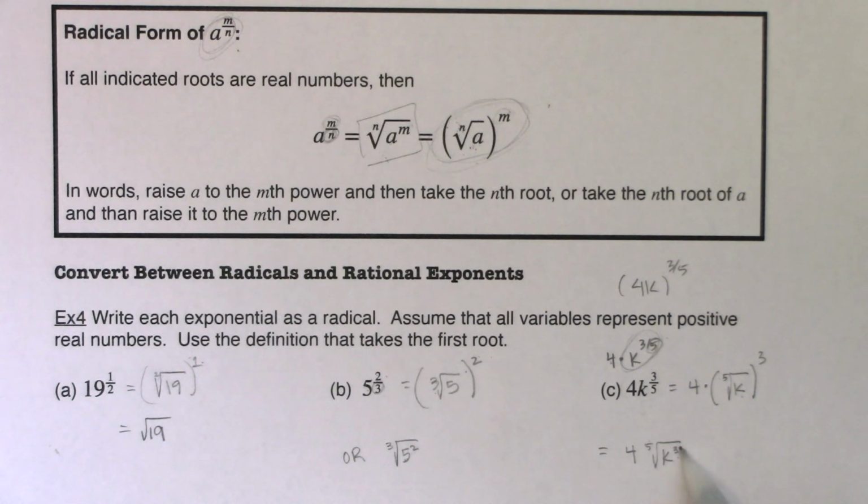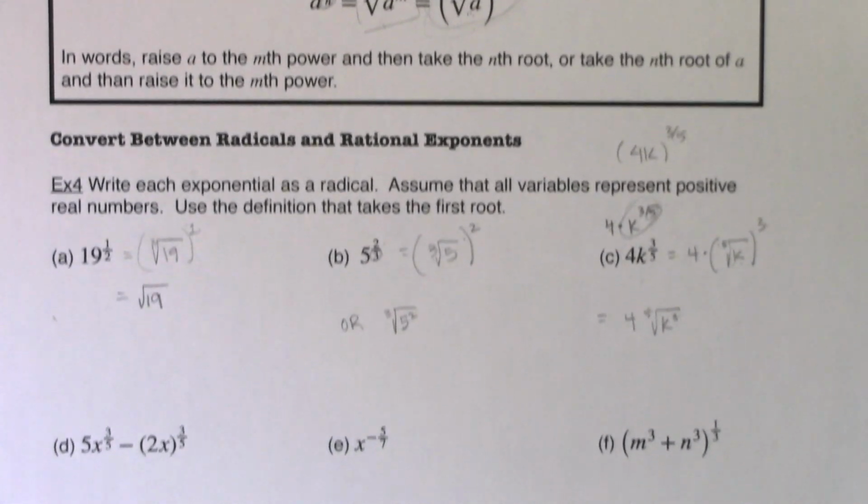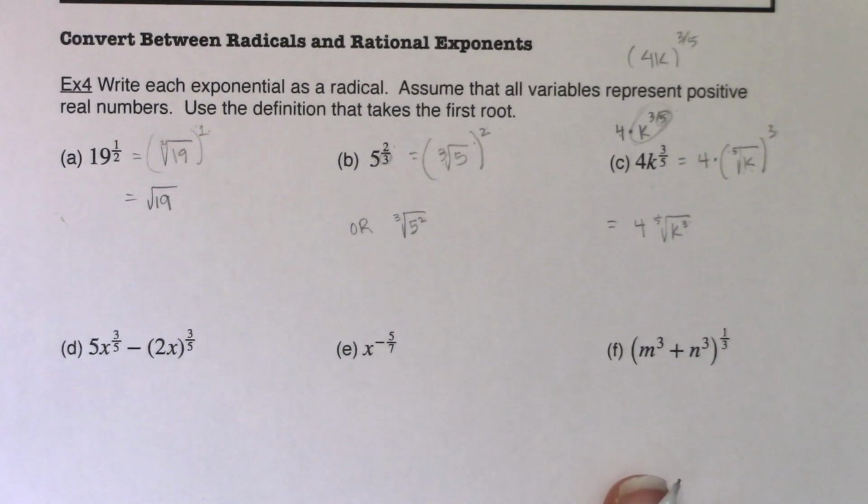Right? Or I should say you could cube k first and then take the fifth root. I think it's simpler, especially when you're working with numbers, to take the root first and then do the power, okay? All right, so let's scooch this up and see if we can't make this work for some trickier expressions, okay?